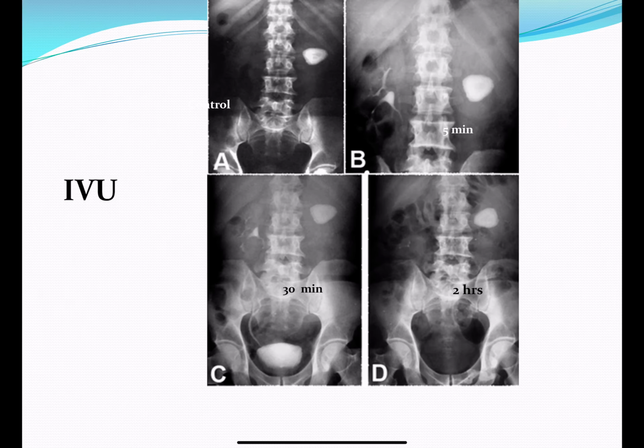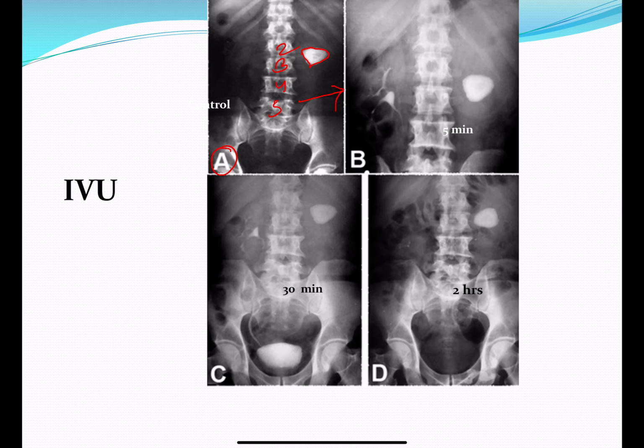Let us see another IVU. In the control film in A, you can see there is a fairly large radiopaque shadow present at the left renal region, at the level of the second and third lumbar vertebrae. Okay, so now let us follow the sequence of the IVU. We take a lot of X-rays in the IVU.